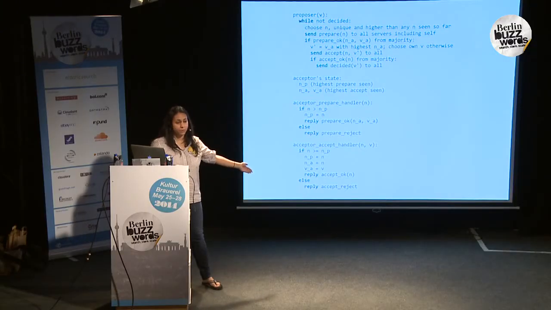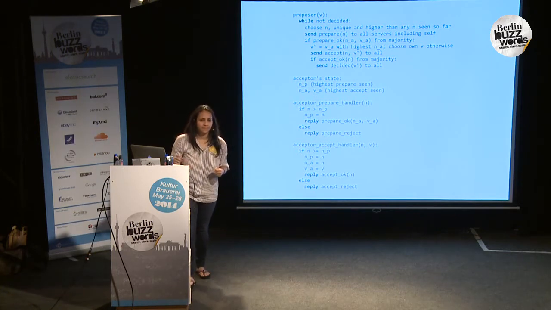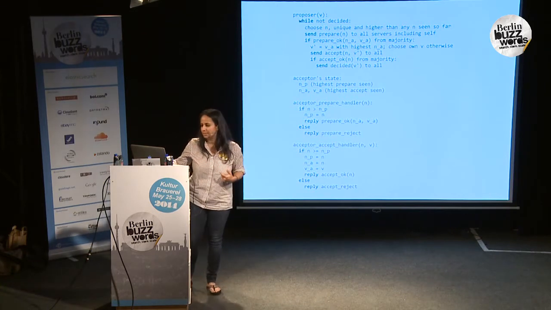So this is from the distributed systems class at MIT. The students have to implement Paxos in a lab. And this is the entirety of the pseudocode. This is what they do. It fits on one slide. But unfortunately, one instance of agreement is not really enough in our distributed systems today.